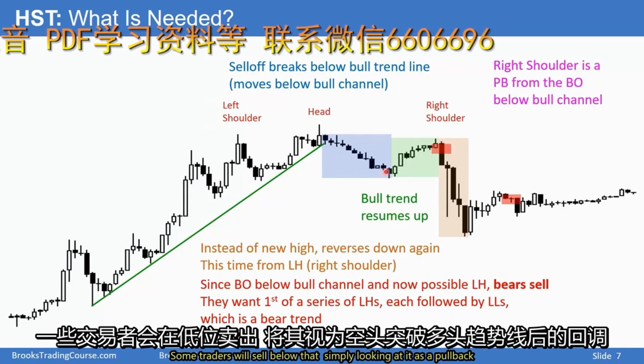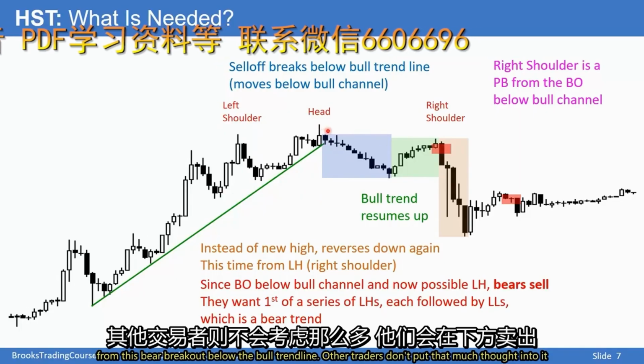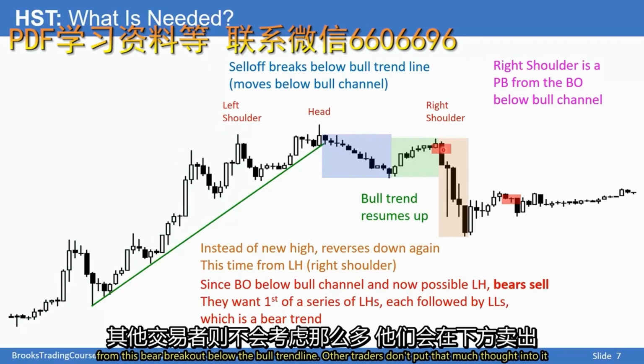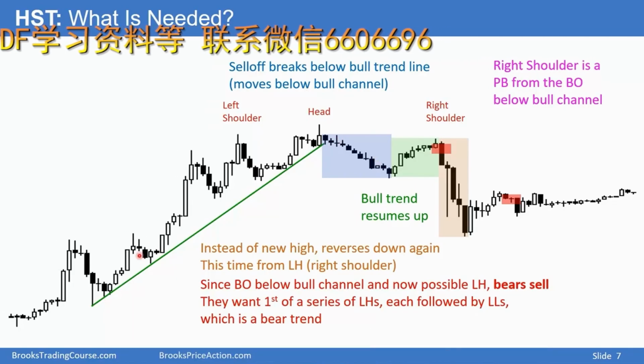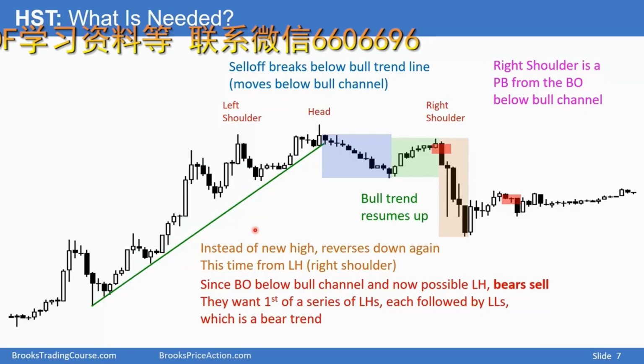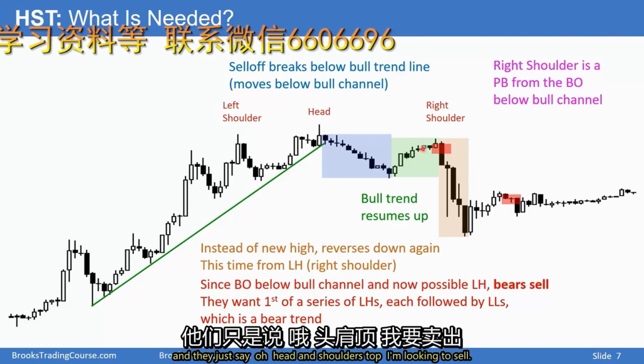We have a bear breakout below a bull channel, and this is a pullback to a lower high. Some traders will sell below that, simply looking at it as a pullback from this bear breakout below the bull trend line. Other traders don't put that much thought into it, and they just say, oh, head and shoulders top, I'm looking to sell.